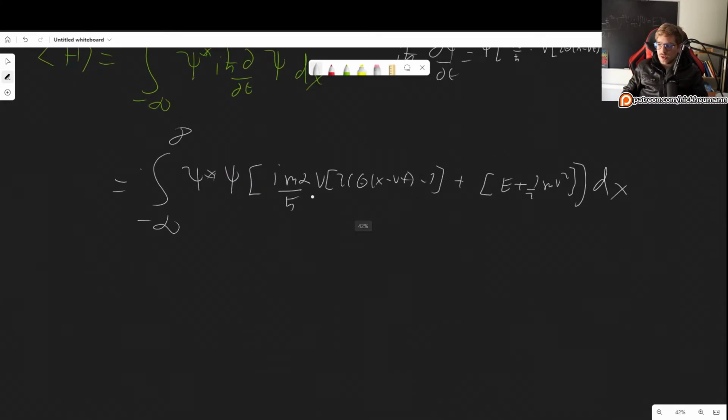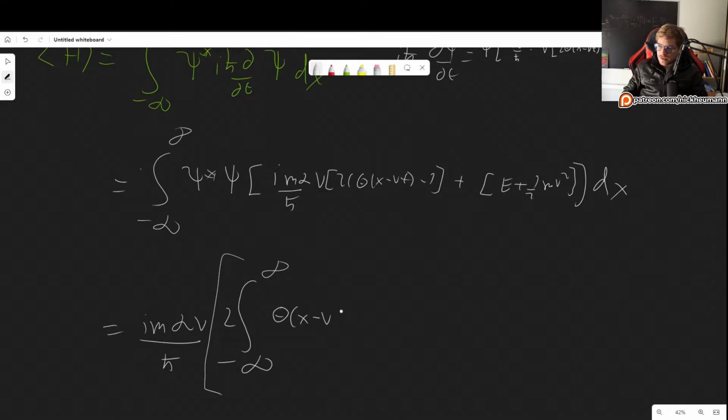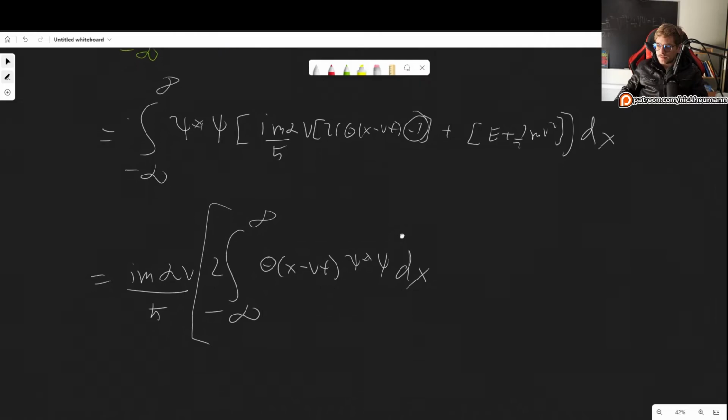So these are two integrals. One is going to be this one, of course. We can take the constants outside. And then we have the integral from minus infinity to infinity of, and now we have this 2, so 2 times the step function x minus vt, ψ conjugate ψ dx. And we have this minus 1 still, which I will treat separately.